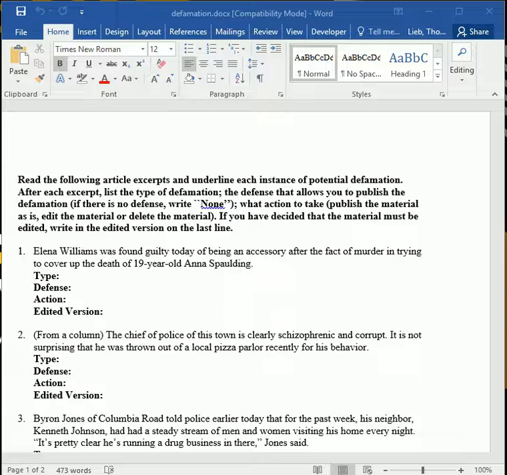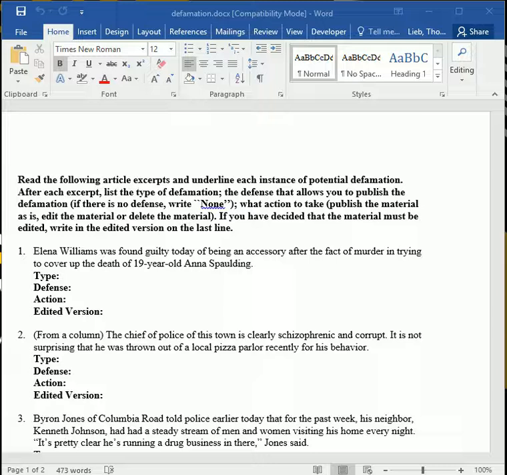So the first one we see indicates that the material we have is part of an official governmental proceeding. That is a trial for a crime. And it says that the person was found guilty of being an accessory after the fact in murder. So therefore, we obviously have a defamation that the type is crime.